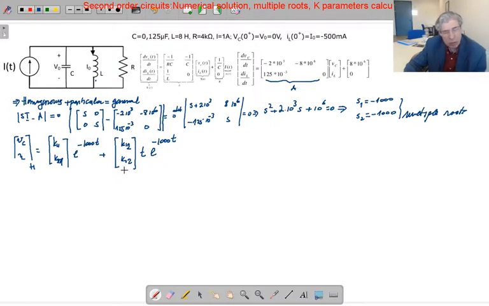Then we've got to calculate the particular solution. If you remember, the source is DC. Here, the source is DC. If the source is DC, our particular solutions are going to be DC. That means all the elements, current and voltages, are going to be constant. Then if you consider the definition relation for the inductor, since I is a constant, the derivative of it is 0, so VL is 0. VL is 0 means short circuit.